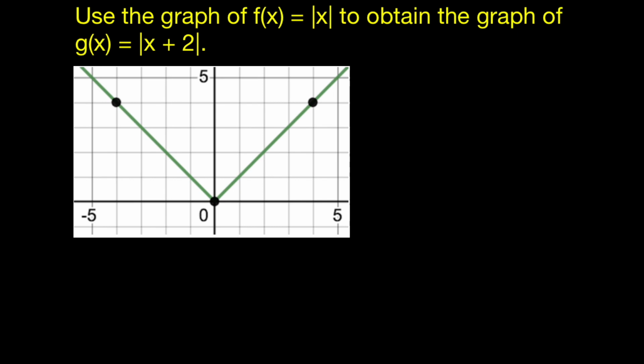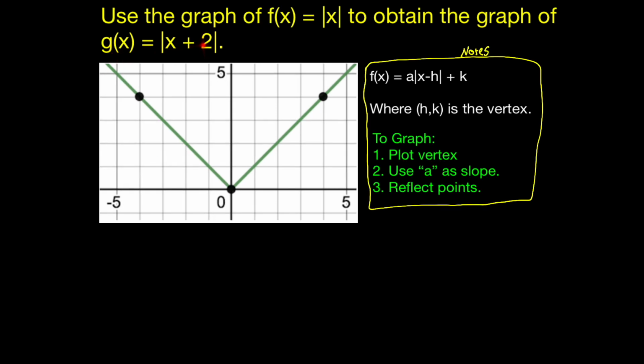Use the graph of f of x equal to the absolute value of x to obtain the graph of g of x, which is the absolute value of x plus 2.